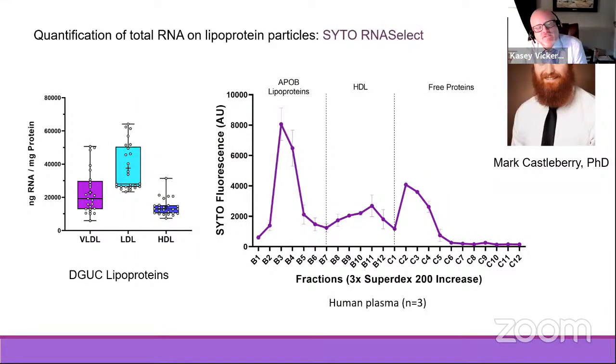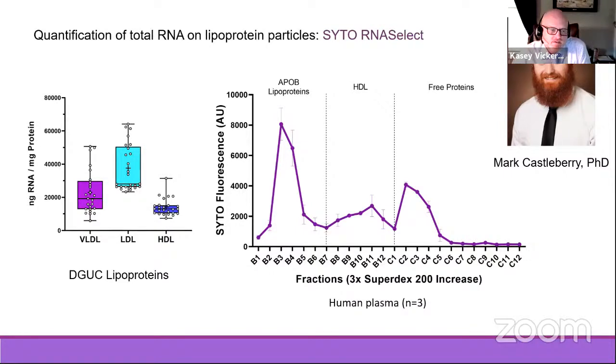We have a new reagent in the lab that we're excited about called RiboGreen. And Mark Castleberry joined our lab about a year ago from Sean Davidson's lab. He's a postdoc in the lab, and he's been getting the assay working. And we like this assay because it allows us to quantify the total amount of RNA on lipoproteins without having to isolate the RNA. This is basically a cell-permeating RNA dye that we can use with a standard curve.